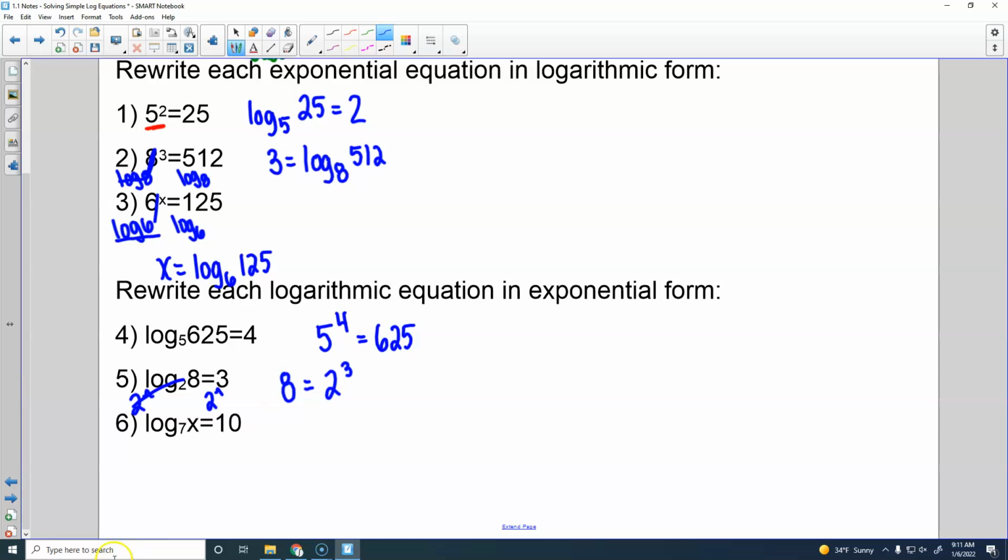So if I have here a log base 7, to get rid of a log base 7, I could do 7 to that power on both sides of this equation, which would cancel out my log and give me x equals, and over here I've just got 7 to the 10th.